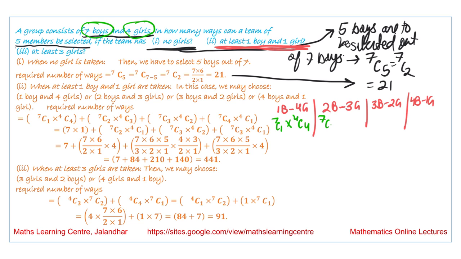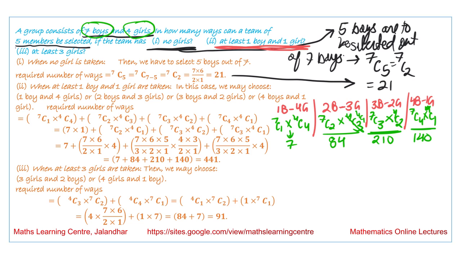Next it is 7c2 into 4c3. Next it is 7c3 into 4c2, and last we have 7c4 into 4c1. So the answers for these cases: in this case we get 7. For the next, 7c2 and 4c3. So 4c3 we can write as 4c1. On solving this we will get the answer 84. Next case the answer is 210, and the next case we get 140.